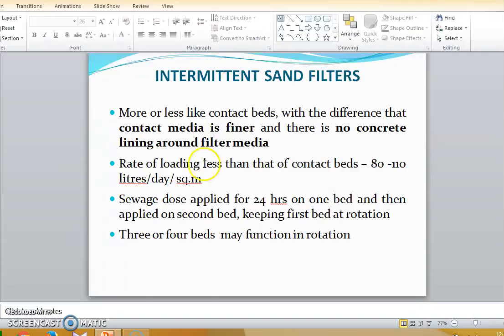Now moving on to the intermittent sand filters. They are more or less like contact beds, with the difference that the contact media is finer and there is no concrete lining around the filter media as in the contact bed. Here the rate of loading is lesser, and the sewage dose is applied for 24 hours on one bed and then applied on a second bed, keeping the first bed at rest. So parallelly you can function 3 or 4 beds in rotation.